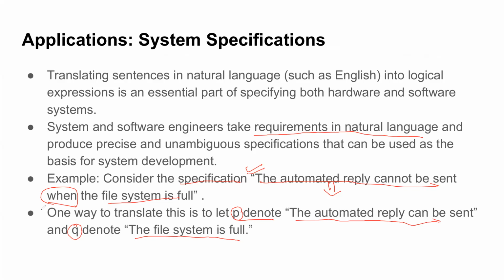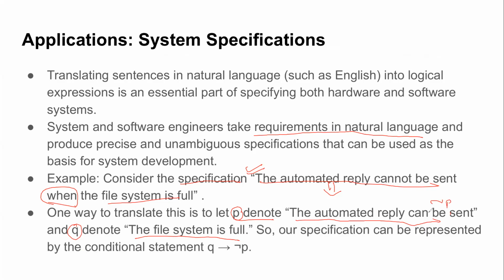So you can see, first thing clear is this is automated reply cannot be sent, while this is can be sent. So definitely not of P is going to be used, right? The only thing is how do you use it? Okay, so yes, you have: when the system is full, then automated reply cannot be sent. Okay, so whether you use P before or Q before, like I see a lot of answers having not of P before Q. This you will get with practice.